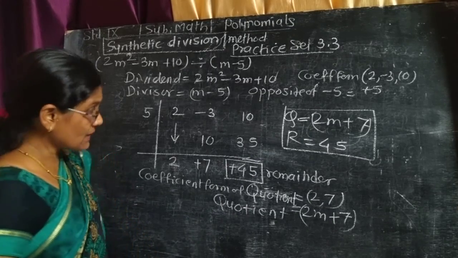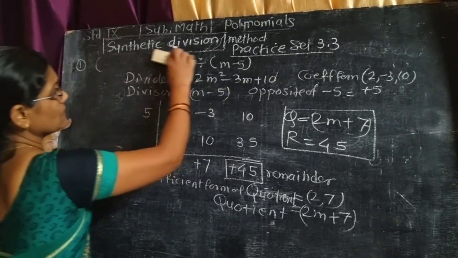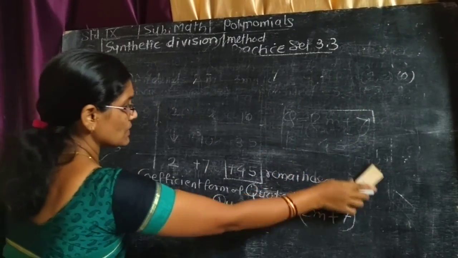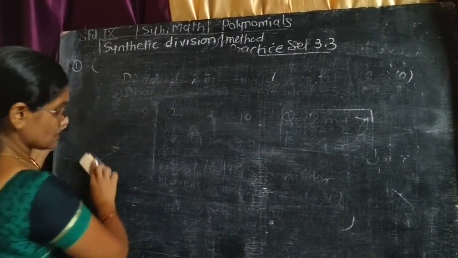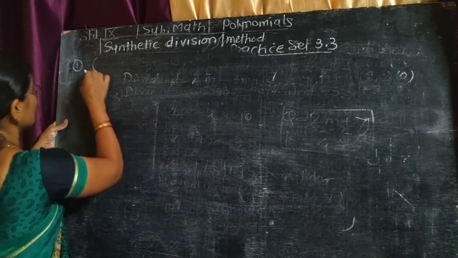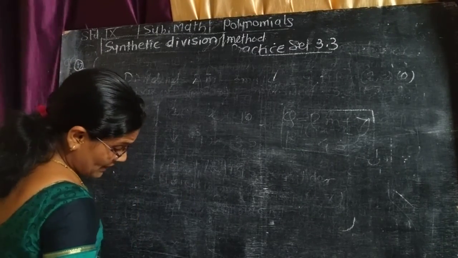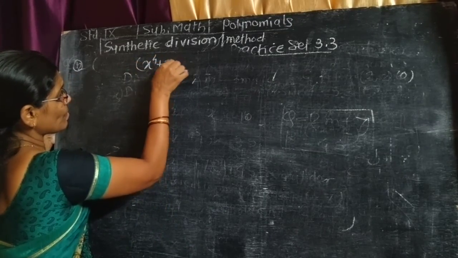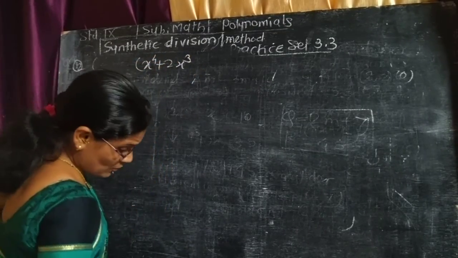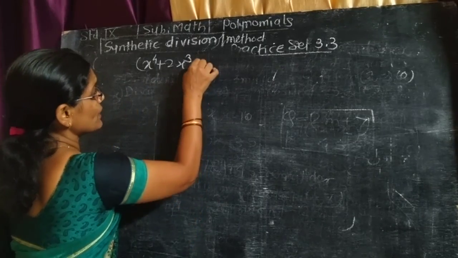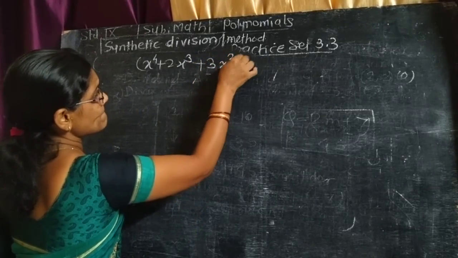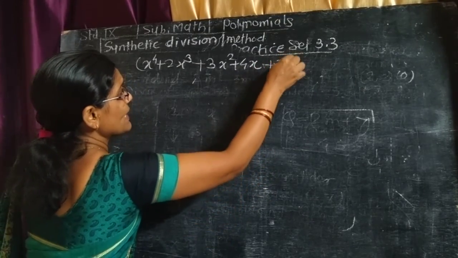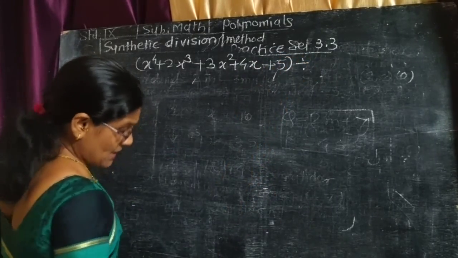Now we take the second example. The same method is there, only the numbers and variables change. See the second example: x raised to 4 plus 2x cube plus 3x square plus 4x plus 5, divided by x plus 2.